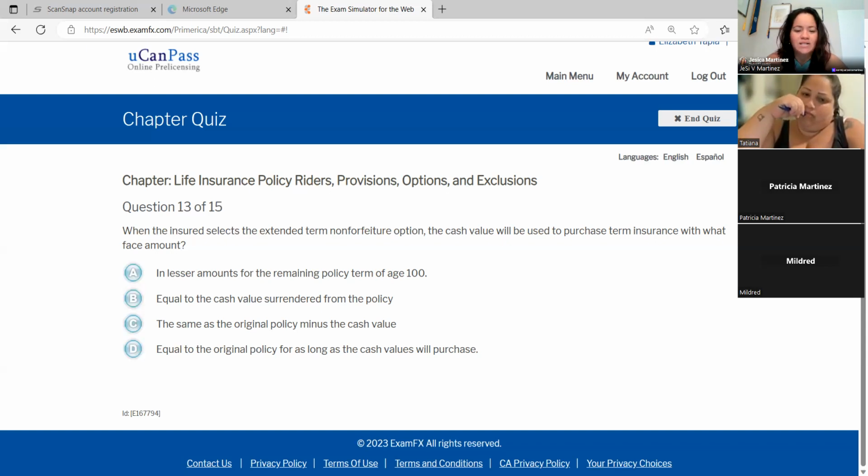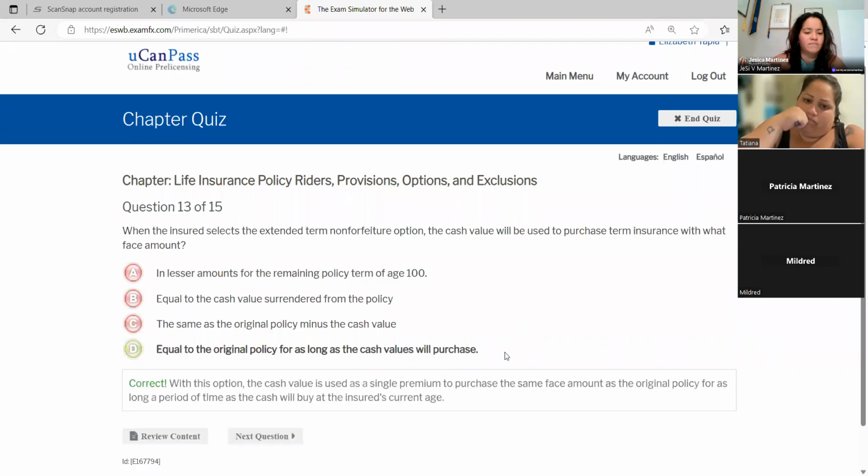Let's think about what that means, because it says the cash value will be used to purchase term insurance with what face amount? The same as the original policy minus the cash value, or equal to the original policy for as long as the cash value will purchase. So you want to try D? Tati, I think you said it, right? Let's try D.